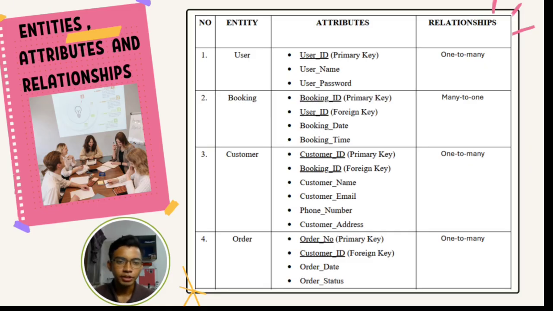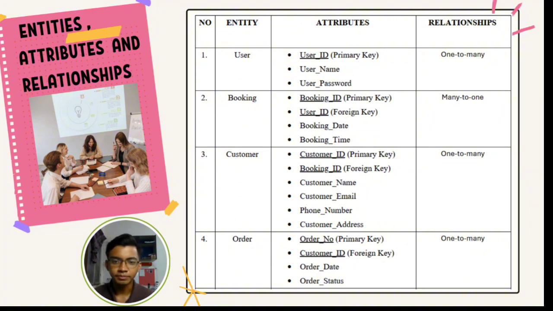Hi, here I will explain about the entities, attributes, and relationships of Zienly Spa. The first entity is user. The attributes are user ID, username, and user password. User ID is the primary key, and the relationship of the entity is one-to-many.